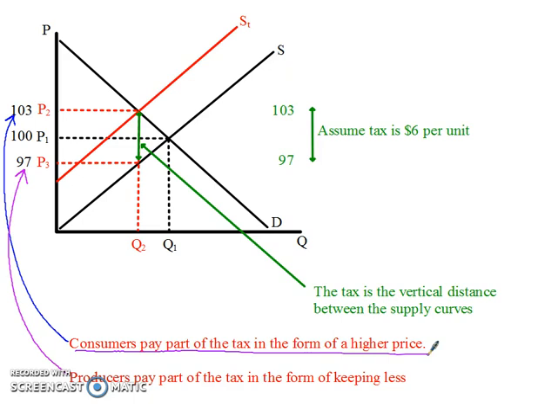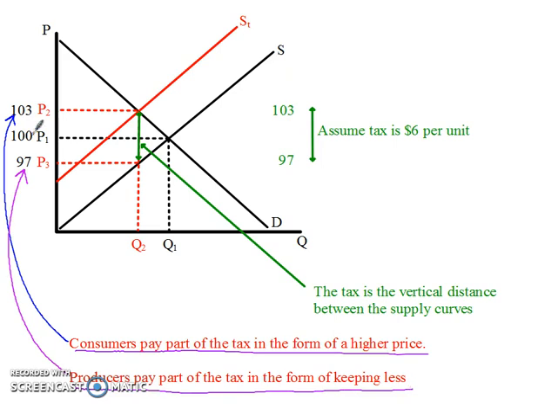That is to say that the store is going to raise the price of the good to partially offset this tax that they have to pay. So the consumer is going to pay part of the tax in the form of a higher price. They used to pay $100 for the product, now they pay $103. But the producers are also going to pay part of the tax, and the producer is going to pay part of the tax in the form of keeping less.